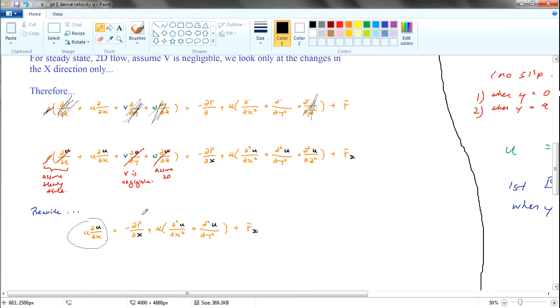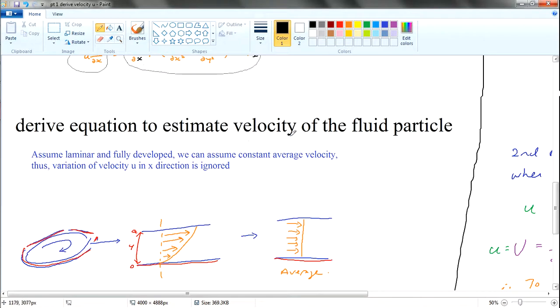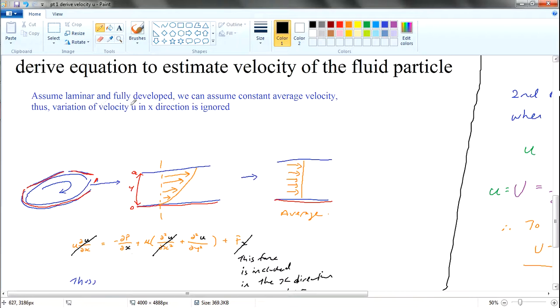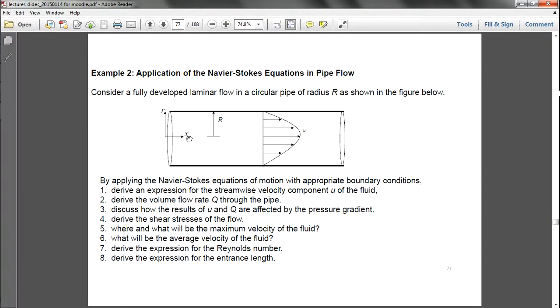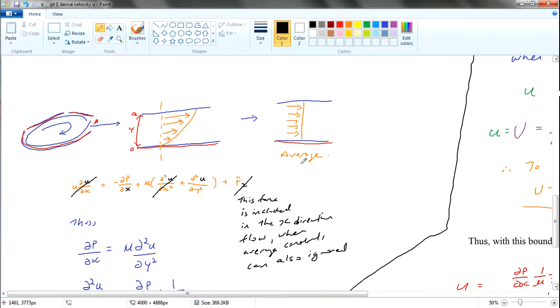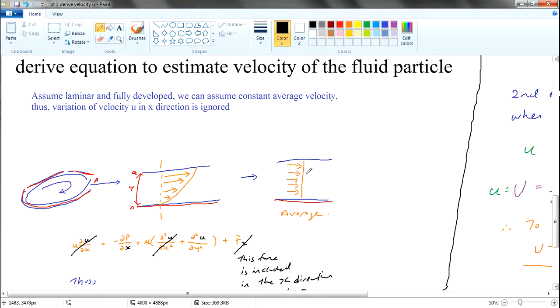And then we have this one over here, and we derive the equation to estimate the velocity of the particle. If you remember, we assume laminar and fully developed flow. In this case, fully developed means that it's flowing at a constant speed, so there are no changes. Although there are changes across the x-axis, the changes are all the same throughout. So we can also take an average, fully developed, and you have a straight line. Since we can take the average, there will be no variation across x in this case.